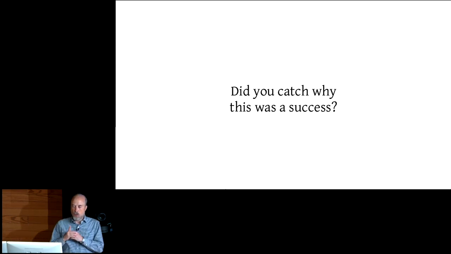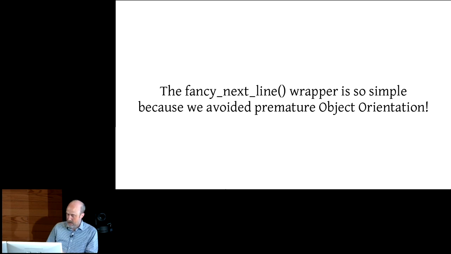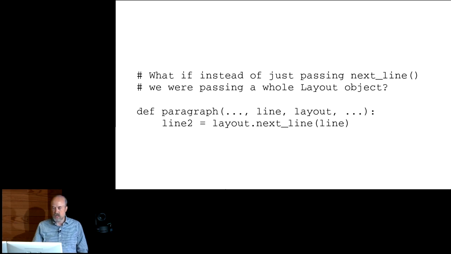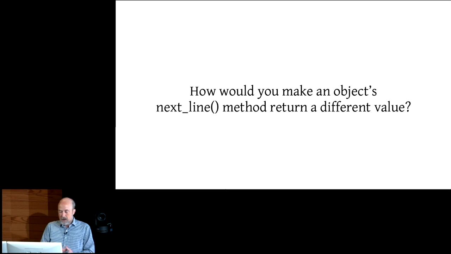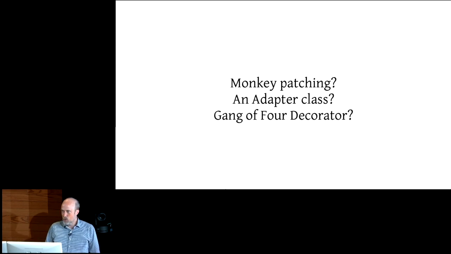But did you catch why this approach is a success? Why was I able to do this sleight of hand? The fancy next line wrapper is so simple because we avoided premature object orientation. What if instead of just passing next line, we were passed a whole layout object and next line was merely a method? How would you make an already existing object's next line method return a different value because you wanted it to? Would you monkey patch it? Would you wrap it in an adapter class? Would you implement the entire Gang of Four decorator pattern?